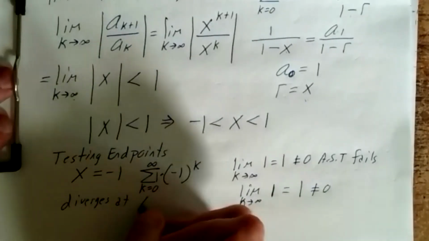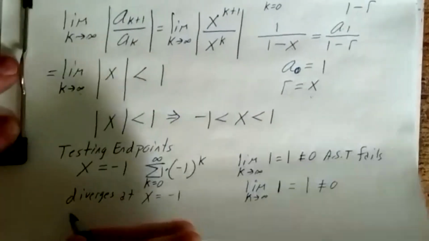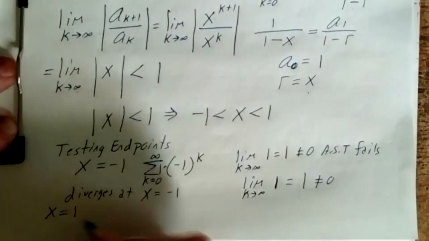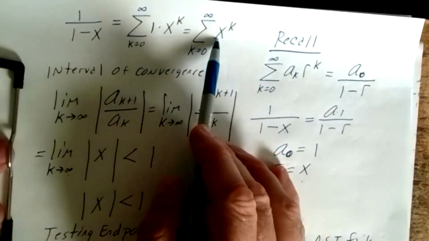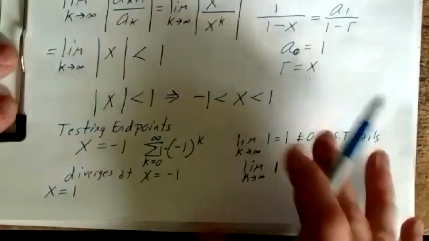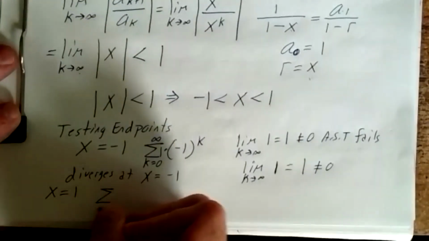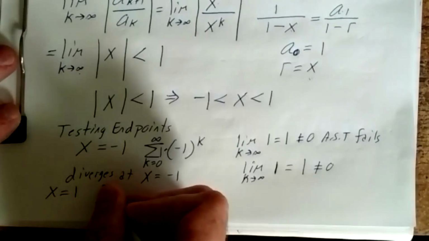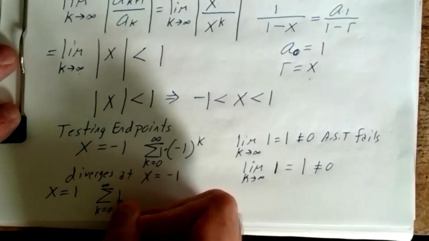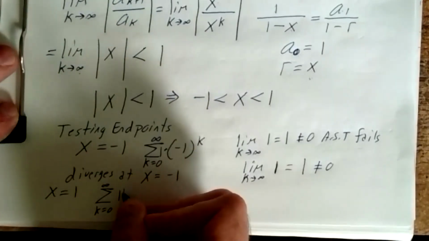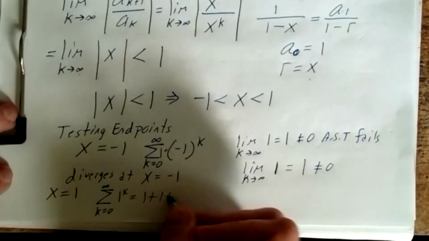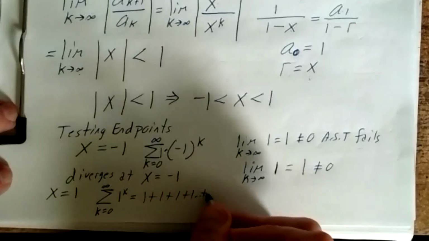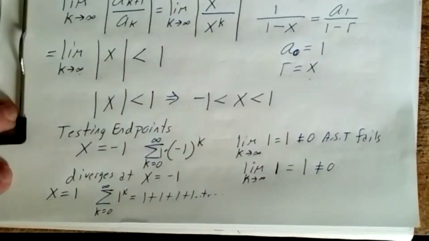Now when x is equal to +1, testing the right endpoint of this interval of convergence, we replace x with 1. And when we do so, we get this series here: k goes from 0 to infinity of 1 to the k power. But this is just going to be what? 1 plus 1 plus 1 plus 1, which obviously does not converge, but it diverges.